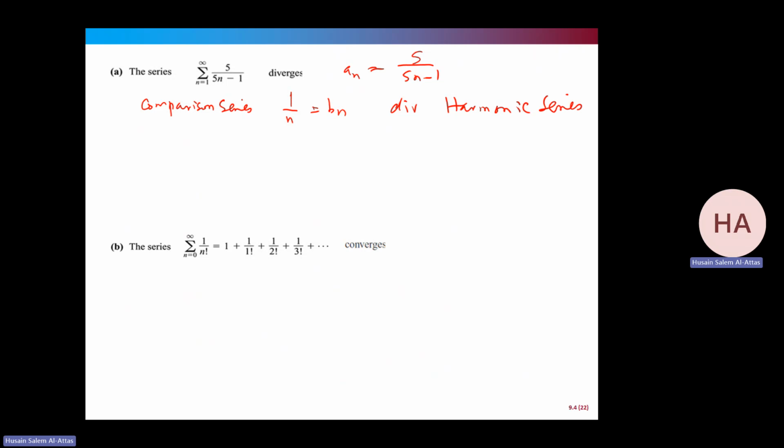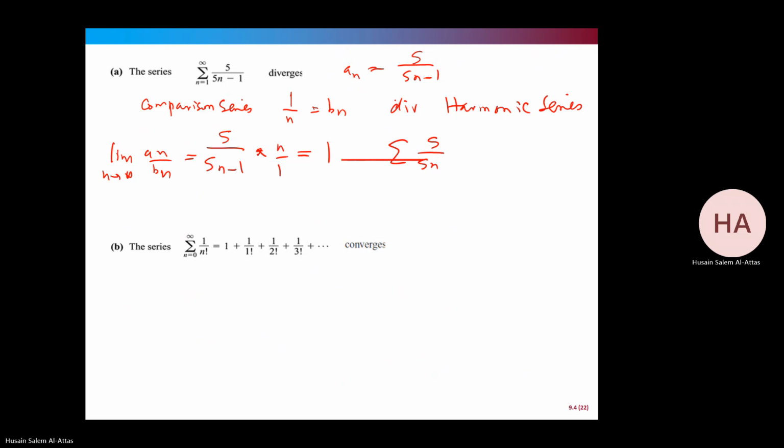So now what will happen with the limit of an over bn as n goes to infinity? That will be 5 over 5n minus 1, times the reciprocal of this, n over 1. So I'm getting 1. So both diverge. So this series diverges.